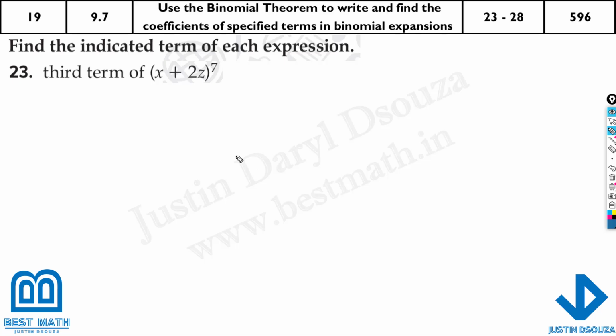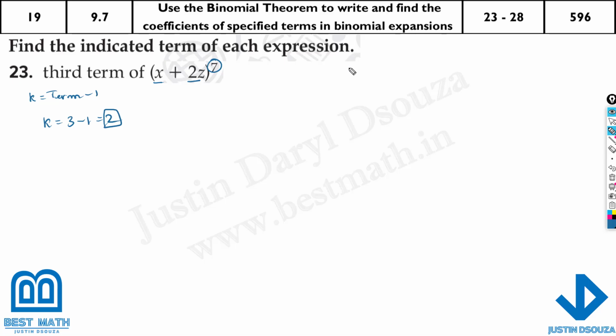Here we have to solve for the third term. Now, k is very important. That is, whatever term they have asked, minus 1. K will be over here. They have asked you third term, minus 1, that's 2. K value is 2 over here. N value is over here, whatever is raised to the power. The first term and the second one are A and B respectively.